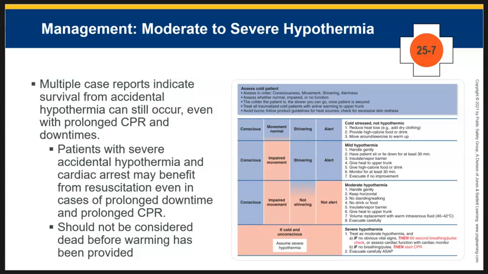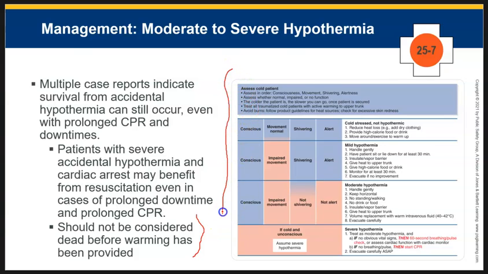Multiple case reports indicate survival from accidental hypothermia can occur, even with prolonged CPR and downtimes. These patients are going to benefit from resuscitation, and we want to just realize that their presentation as pulseless or severely bradycardic is accompanied by this cold injury. So we want to make sure that we don't consider them to be dead or have them declared by higher authority until warming has been provided.